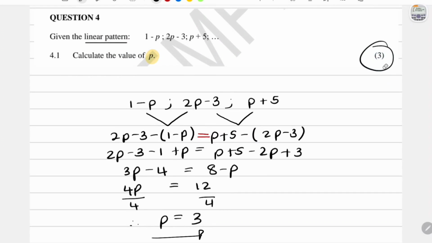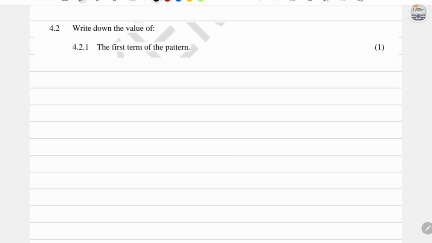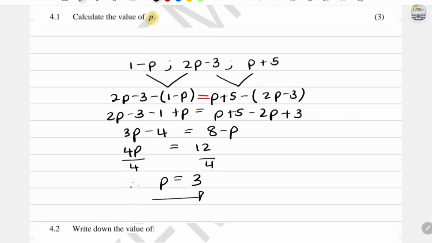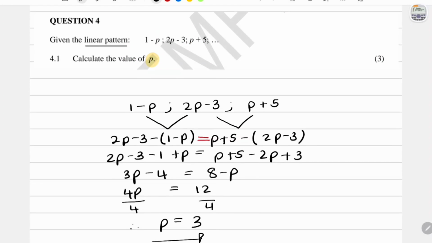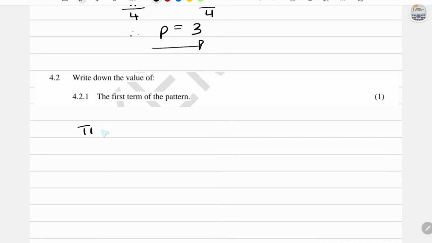Okay, so that is for 3 marks. Moving on to the next question. And now 4.2.1 says, write down the value of the first term of the pattern. So the first term of the pattern, as you can see, is 1 minus p. So I'm just going to say t1 is equal to 1 minus p. But now we know what p is. p is 3. So t1 is actually equal to 1 minus 3, which t1 therefore now gives us negative 2. And that is for 1 mark.